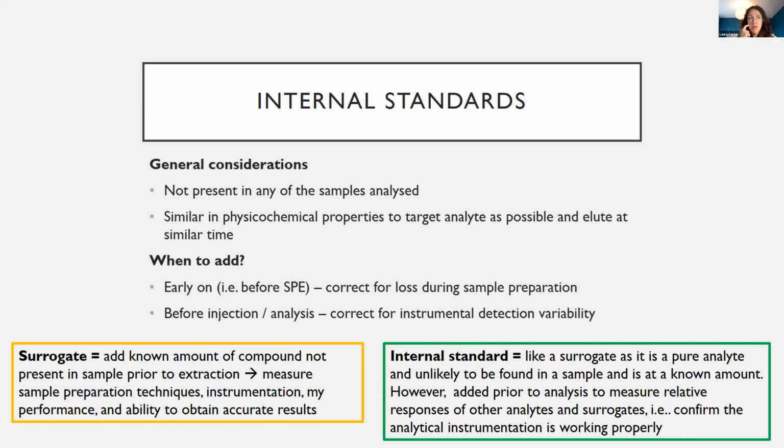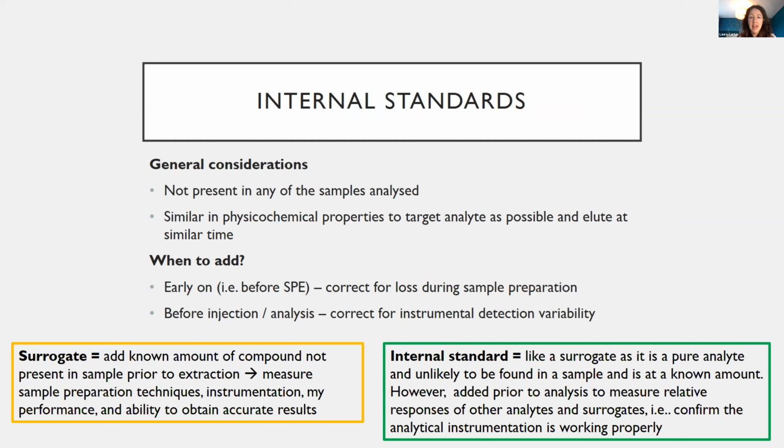So just to recap, if you add your internal standard at the beginning, this is typically called a surrogate, and this is when you can account for errors in sample preparation. If it's added just before the injection and analysis, then this is more likely going to allow you to account for recoveries and instrument variability with the instrument specifically.